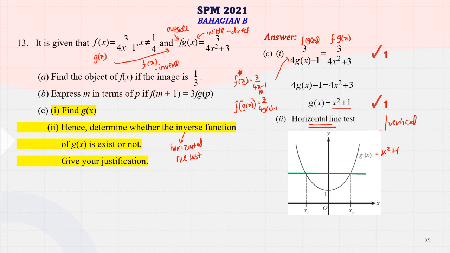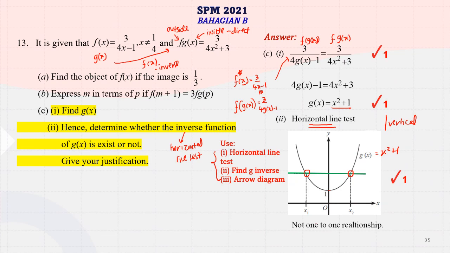Kita buat graph yang ini, garisan hijau tu kita nampak dia ada 2 intersection, 1, 2. Bila dia ada 2 intersection, maksudnya dia tak ada inverse function. Kita boleh guna either one of this one: arrow diagram ataupun horizontal line test ataupun cari G inverse. So note 1-to-1 relationship. Maksudnya no inverse function, inverse function does not exist.